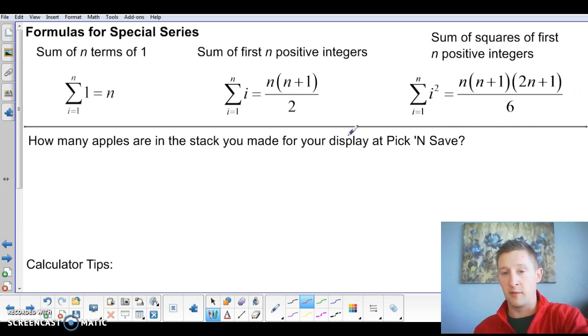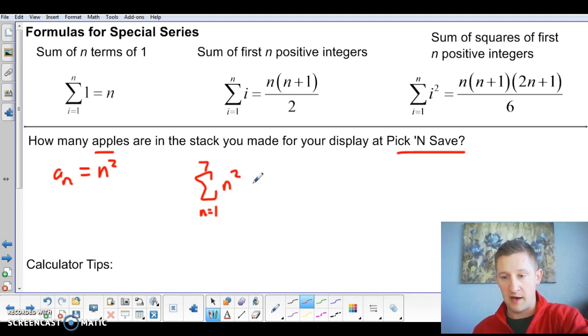Now, this particular formula might be helpful to find out how many apples were in the stack we made at Pick and Save in a previous problem. If you remember the rule from that problem, the number of apples in a given stack was equal to the number of the layer squared. So that's my rule. To find the total number of apples in my display, I would use sigma notation. And I'm going from n equals 1 to 7 because if you remember there were 7 layers in this pyramid. The rule was n squared.